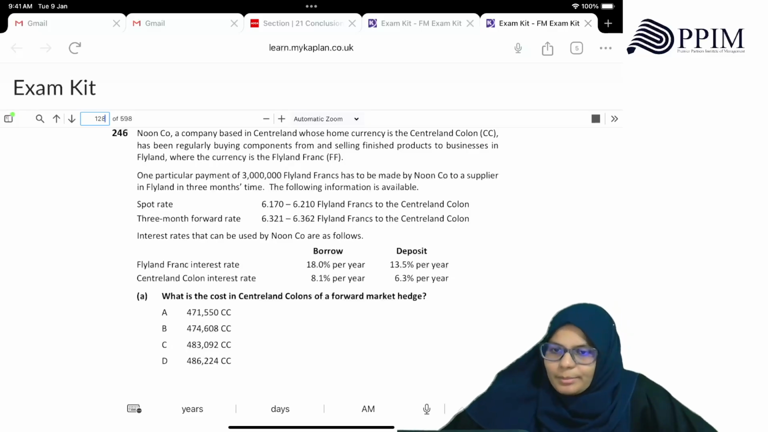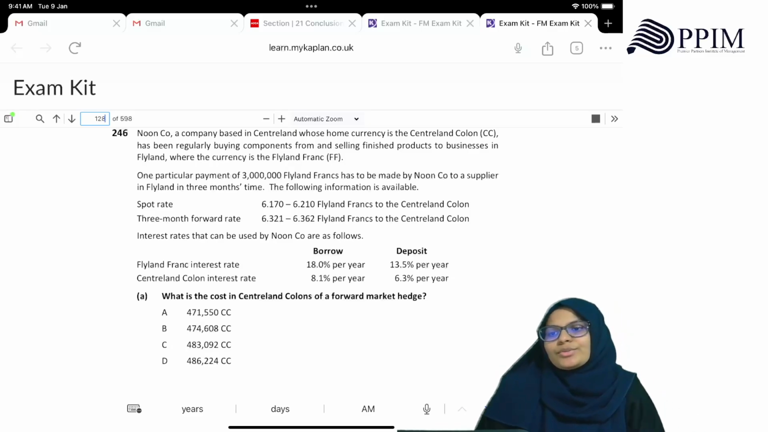It's saying here, Noon Company, a company based in Centerland, whose home currency is the Centerland colon, has been regularly buying components from and selling finished products to businesses in Flyland, where the currency is the Flyland franc. So we are in Centerland, our currency is CC. We are actually dealing with the Flyland franc as well. One particular payment of 3 million Flyland francs has to be made by Noon to a supplier in Flyland in 3 months' time, and they have the following information: spot rate and the forward rate.